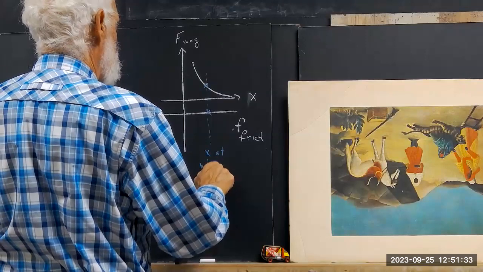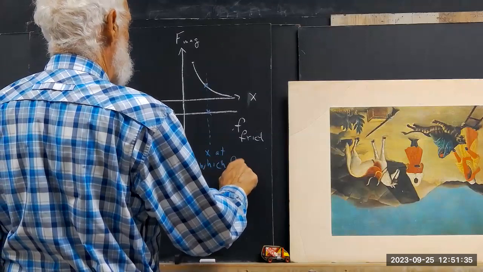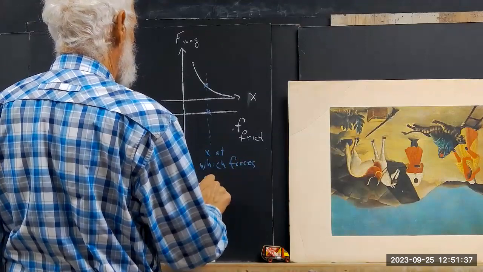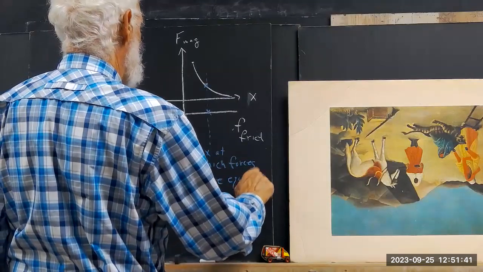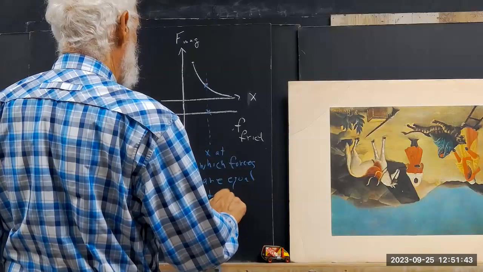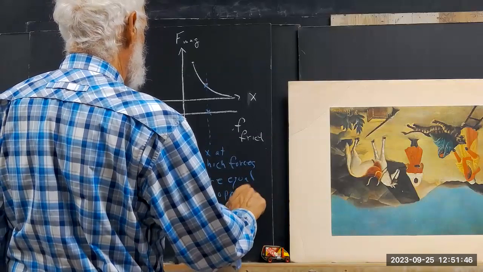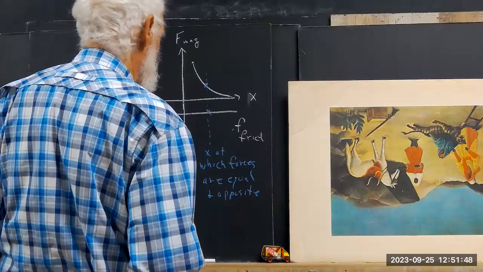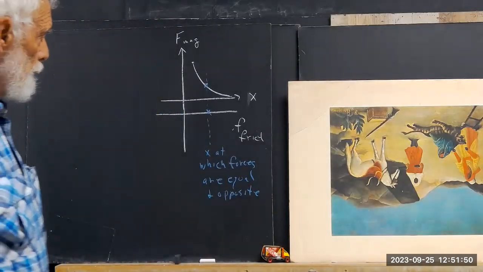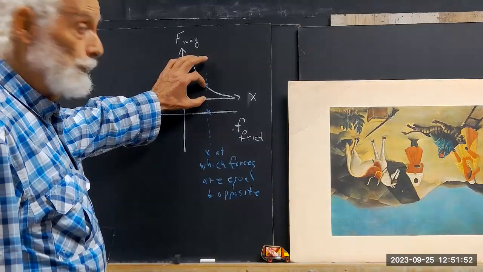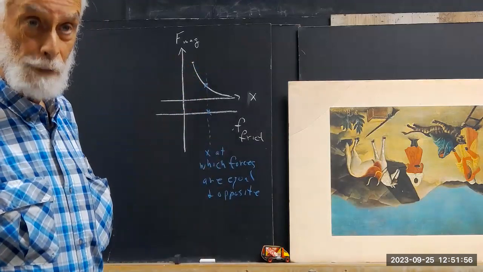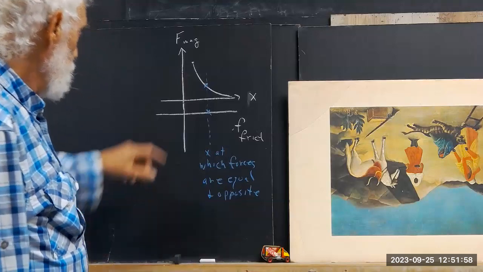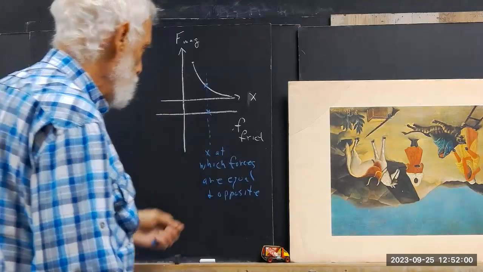I can label this the x at which forces are equal and opposite. Yeah, so that's pretty good. Let's see, this force is about this big, and this force is about this big. It's pretty close.